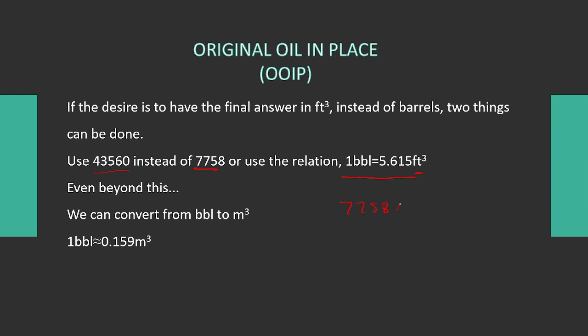That was the 7758 A H phi SO, right? And then we can multiply this by 5.615 to get an answer in feet cube. And sometimes we have to find the answer in meter cube. For this one, we can just multiply the answer in barrels by 0.159 to get an answer in meter cube. So we'll have A H phi SO times 0.159 so that we have our answer in meter cube. So you just need to know the conversion factors.